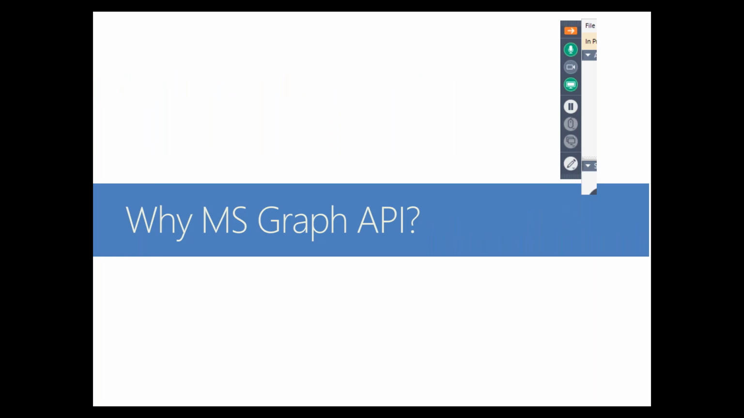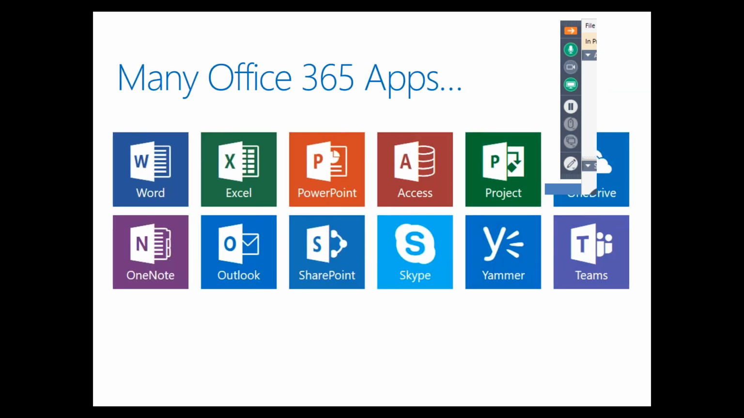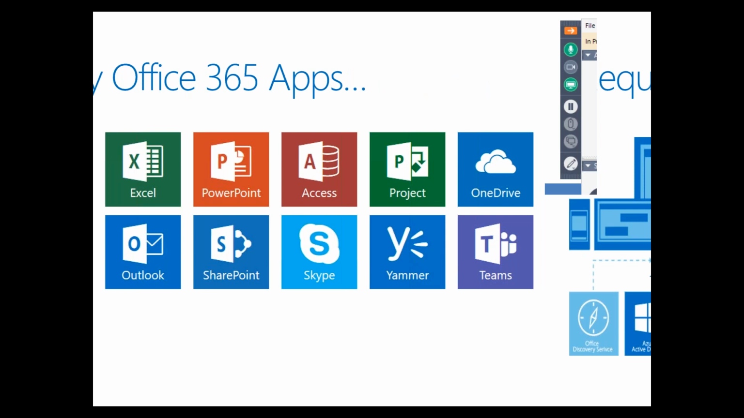So why did Microsoft Graph API come into the picture? In the previous slide we saw why you should know about the Microsoft Graph API. Now we will see why it came into the picture. Since the launch of Microsoft Office 365, there are many different products in the Office 365 family, and each product may be producing some data, and this data is stored somewhere in the cloud.